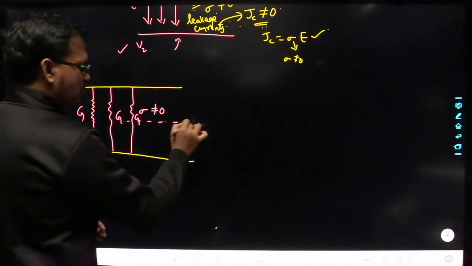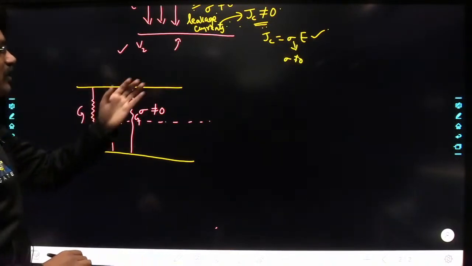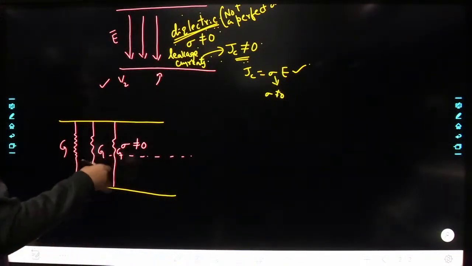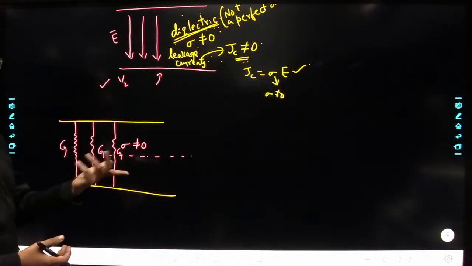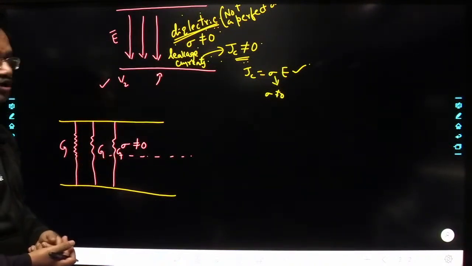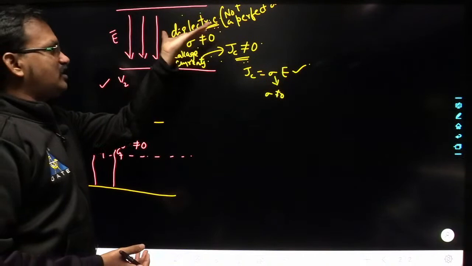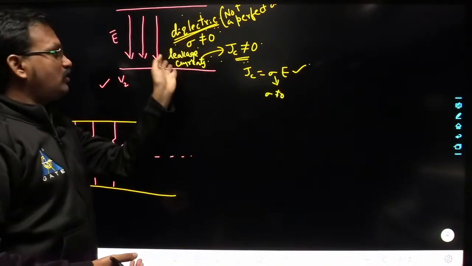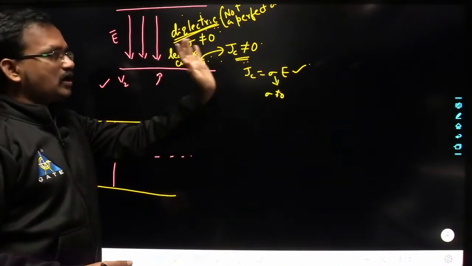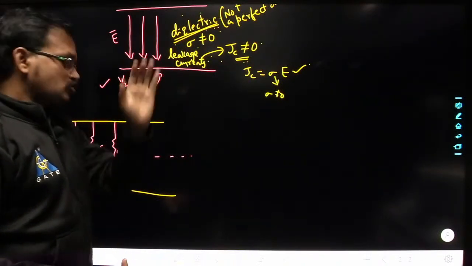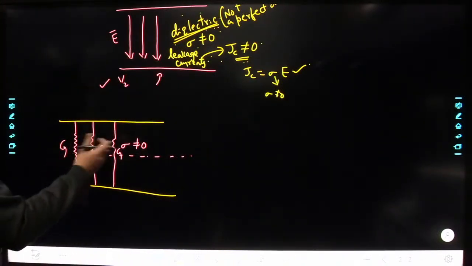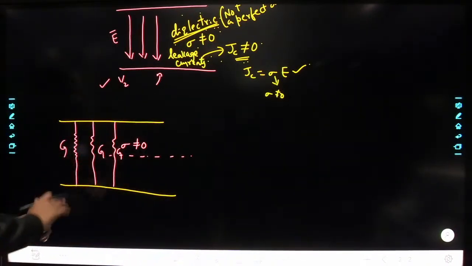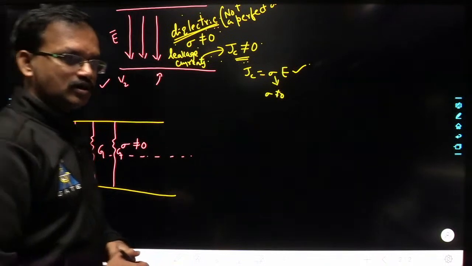Understood? So if sigma is equal to 0, then the conductance will also become equal to 0. If it is a perfect dielectric, then there will be no leakage currents, no conduction currents. In that case G will become equal to 0. There will be no conducting path between these two lines. Right?